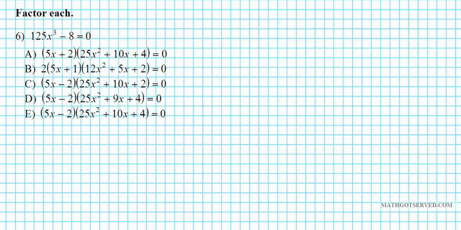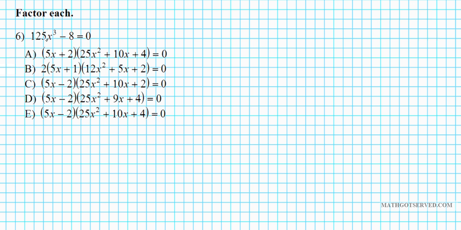All right, let's take a look at number 6. And then we're going to start part 2 after taking a break. So number 6, we have 125x to the third minus 8. We're asked to factor this expression right here.